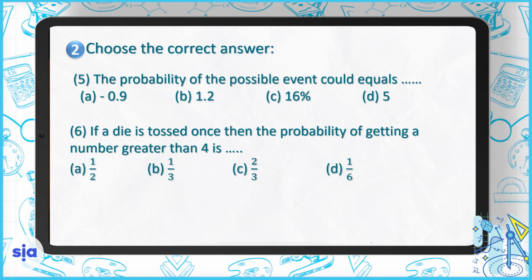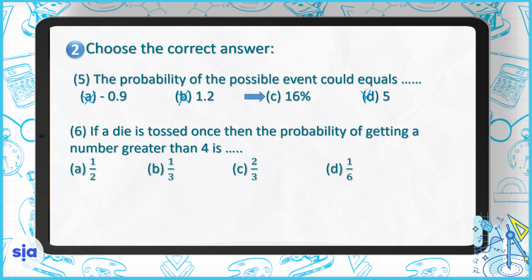Question 5. The probability of the possible event could equal what? We cannot have a probability that is negative, so A will be eliminated. We cannot have a probability that is greater than 1, so B is eliminated, and also D is eliminated. So the right answer here is choice C, because 16%, which is 16 over 100, is 0.16.